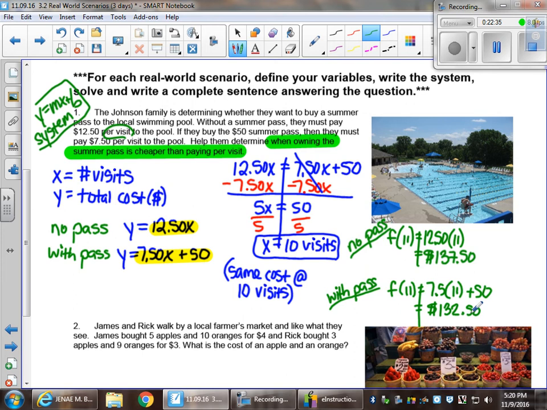So now have we actually proven what we think is true? If you go 11 times without a pass, it's this much money. If you go with a pass, it's this much. Which one is less? This is less. So we have proven after 10 visits, it's cheaper or saves you money to have the pass.